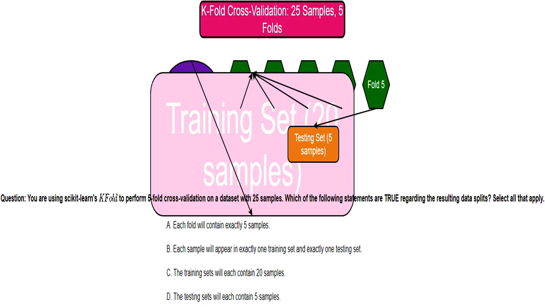This question presents a scenario where scikit-learn's KFold is used for 5-fold cross-validation on a dataset with 25 samples. It asks you to identify true statements about the resulting data splits. Scikit-learn is a popular Python library for machine learning, and KFold is a technique to split data into training and testing sets to evaluate model performance more robustly than with a single train test split. The key here is understanding how KFold divides the data.